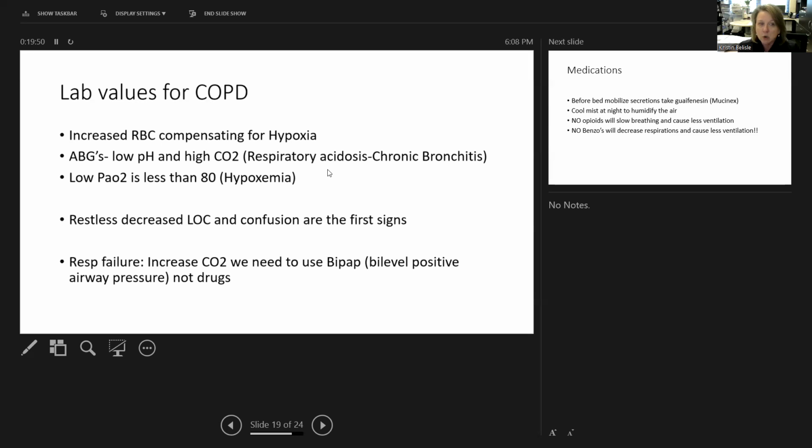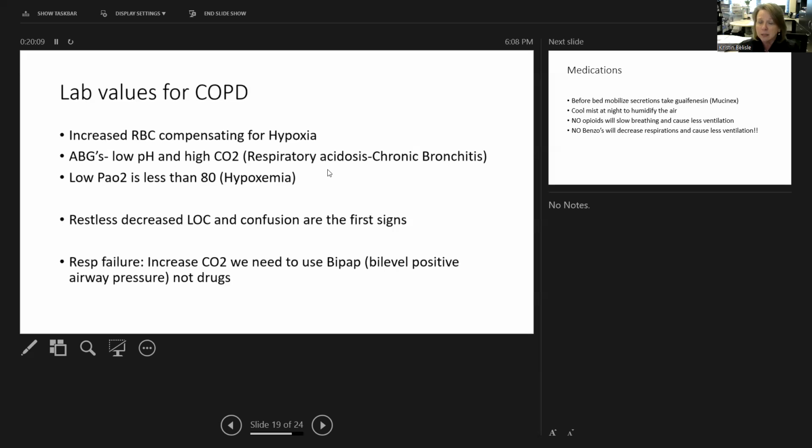Restlessness, decreased LOC, and confusion are the first signs that we see when patients are not doing well, when they are making a turn with COPD. Respiratory failure is where we're going. They have an increase in CO2. We need to use BiPAP. So we don't want to give drugs, guys. You don't want to just throw drugs or medicines at them.